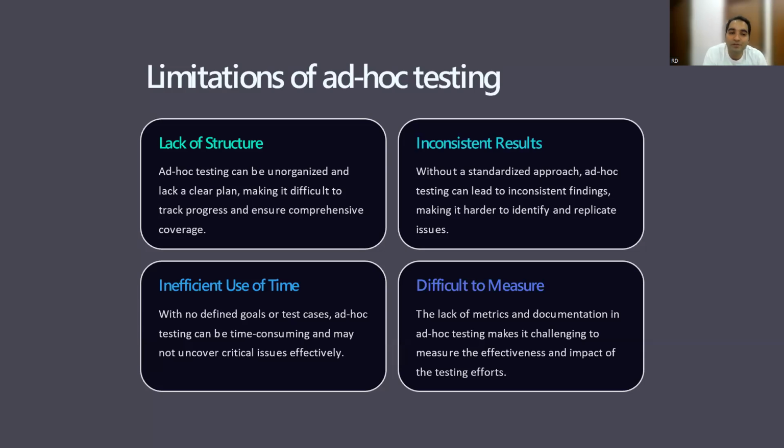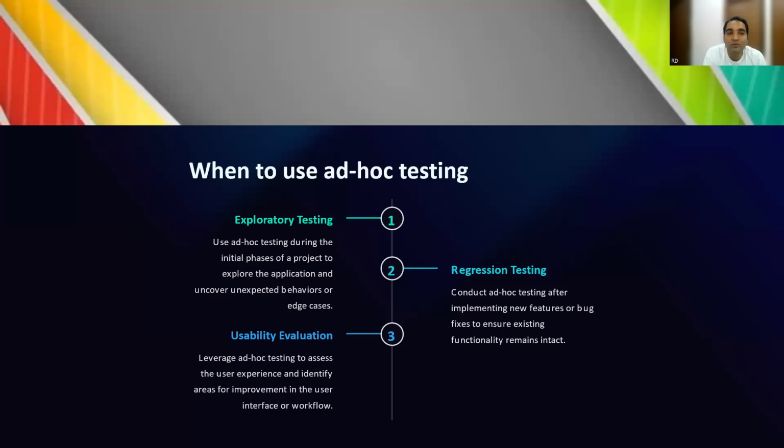What are the limitations? You don't have that much time, right? There is a lack of structure. You don't have proper planning, right? It's difficult to measure. Sometimes the lack of documentation in ad hoc testing makes it very difficult to ensure that everything has been covered properly or not, right? Inconsistent results: someone might be going through some particular random steps, another tester might be following some other random steps, right? So those are limitations.